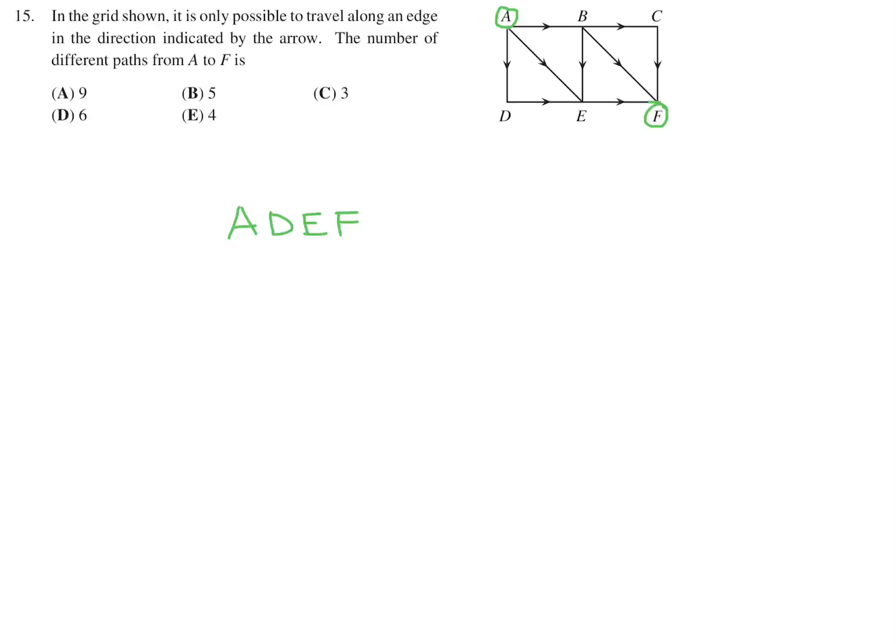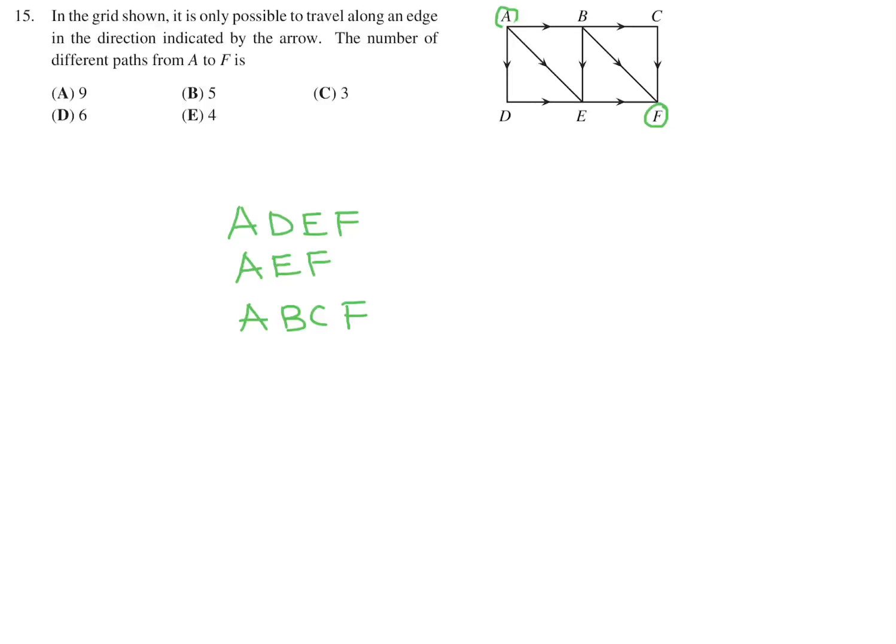Now what's another way of getting there? A, E, F. That will do it. And next, I think we've exhausted going down D and E. That's already done. There's no other way. So now let's go across. A, B, C, F. That'll do it.